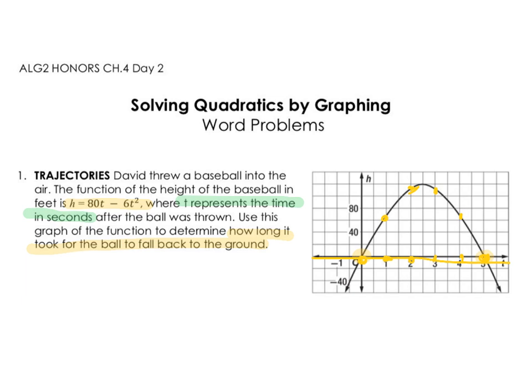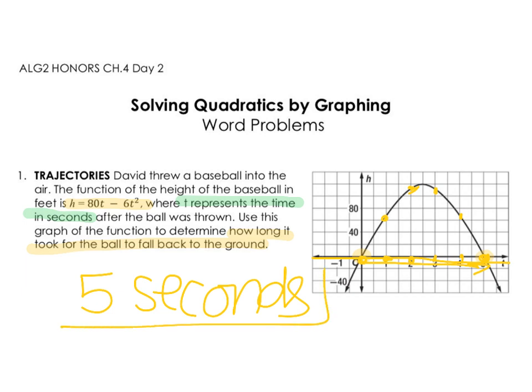So really, we don't need to do any math to solve this problem. We just have to think about it logically. So it took from 0 to 5 seconds for the ball to get back down to the ground. So our answer is just 5 seconds. This problem just wants you to be able to read a graph and understand what you're seeing.